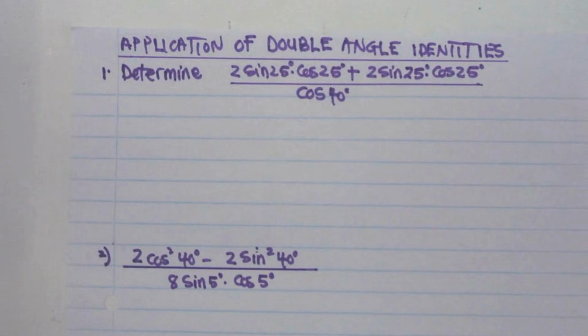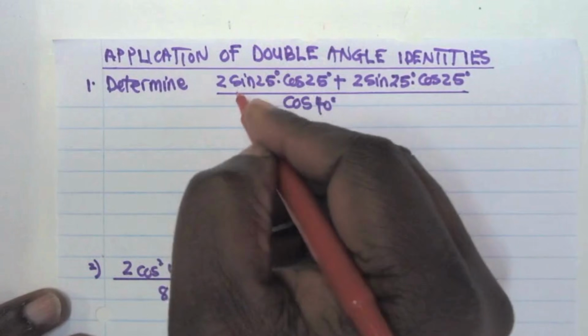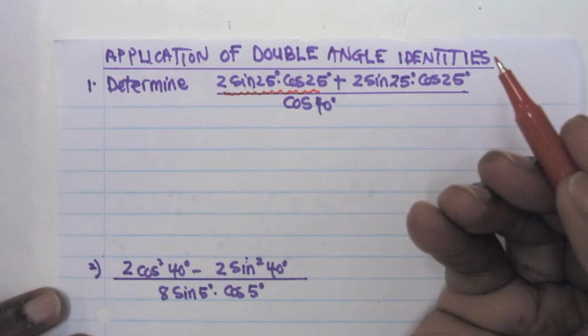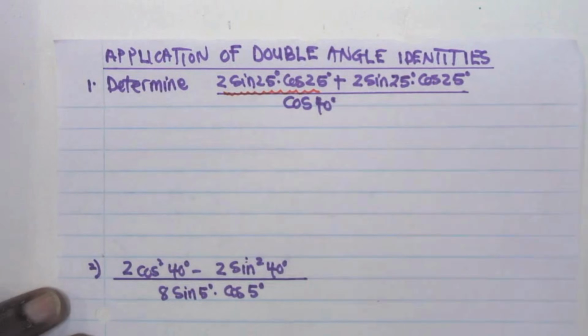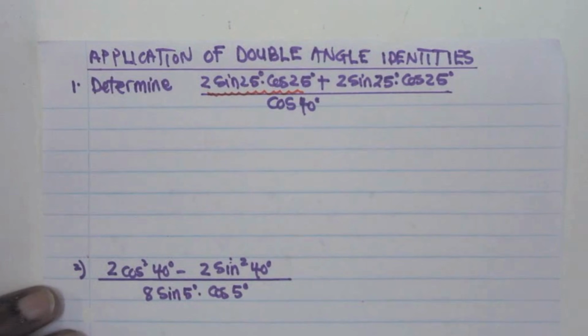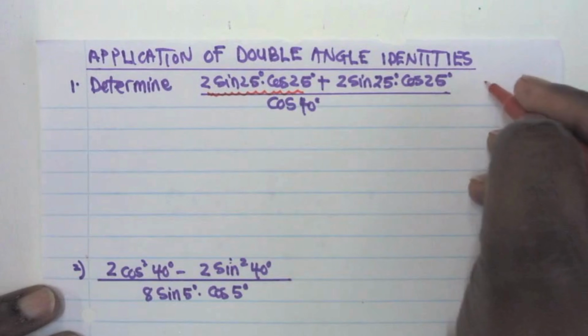In today's lesson, we're going to look at the application of double angle identities. In number one, if I look at this part here, I can see that I have a double angle identity that I can use here. And please, if you check on your formula sheet, we are going to see this identity here.